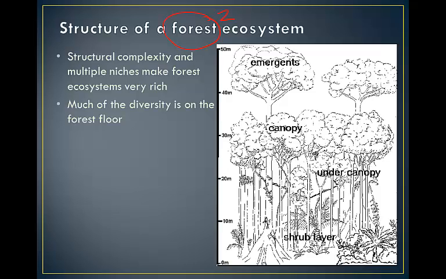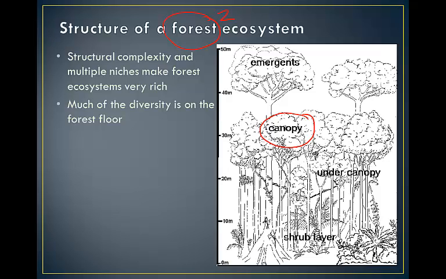Forests are very, very complex. They have multiple layers, they have multiple niches going on, and it makes for a very rich ecosystem. If we look at this picture, we go through the different layers that we would see in a forest. Typically, the upper layer of a forest is called the canopy. And the canopy is just simply where the tops of the trees are.